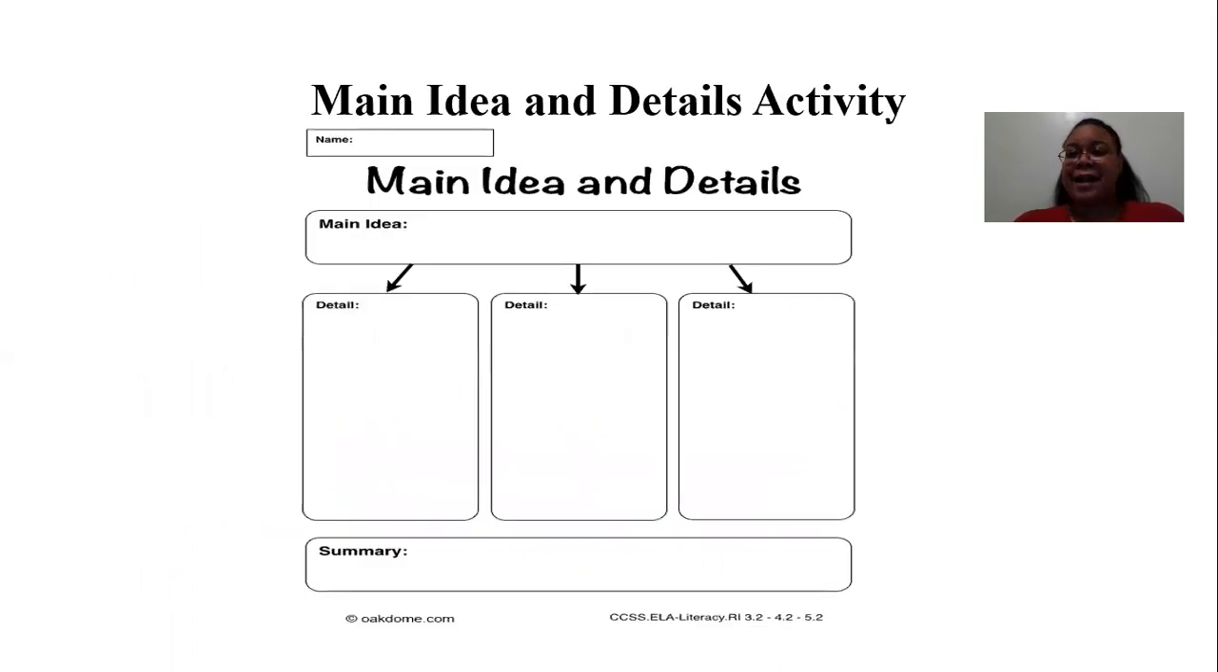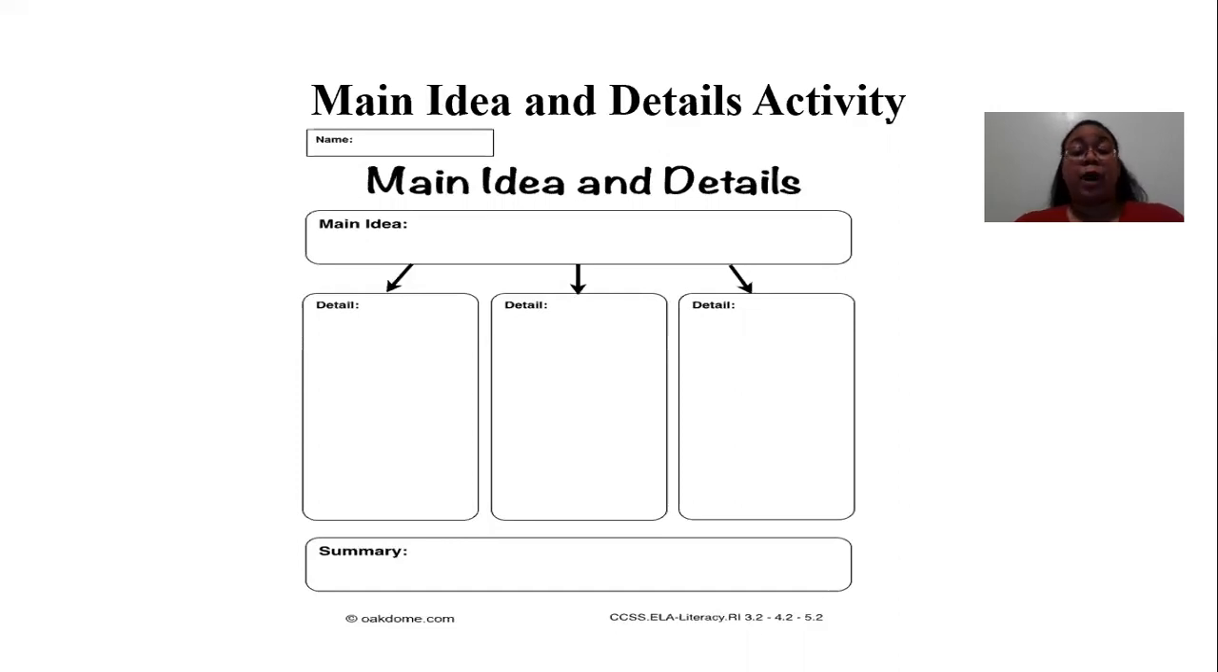All right, so here's our activity for Treasure Island. This is a graphic organizer, and it says main idea and details activity. So at the top, you're going to put your name. And then the next section, we have main idea and details. Where it says main idea, if you need to, you can go back to our previous lesson and reread the story, or you can listen to me read the story to you and come up with what you think the main idea of the story was.